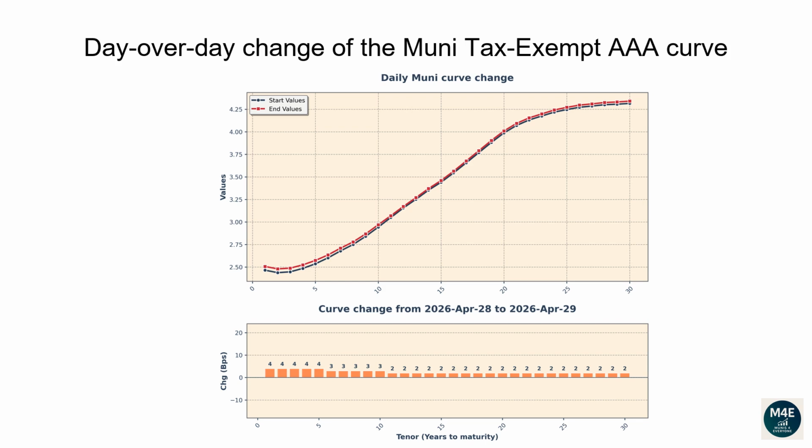Let's now go over how the Muni AAA tax-exempt curve has changed since the prior business date. The graph displayed on the top-hand side shows the most recent curve versus the prior day curve. The bar plot on the bottom-hand side shows instead the difference between the two curves in basis points. The one-year tenor changed 4 basis points. The 2-year tenor changed 4 basis points. The 5-year tenor changed 4 basis points. The 10-year tenor changed 3 basis points. The 20-year tenor changed 2 basis points. The 30-year tenor changed 2 basis points.